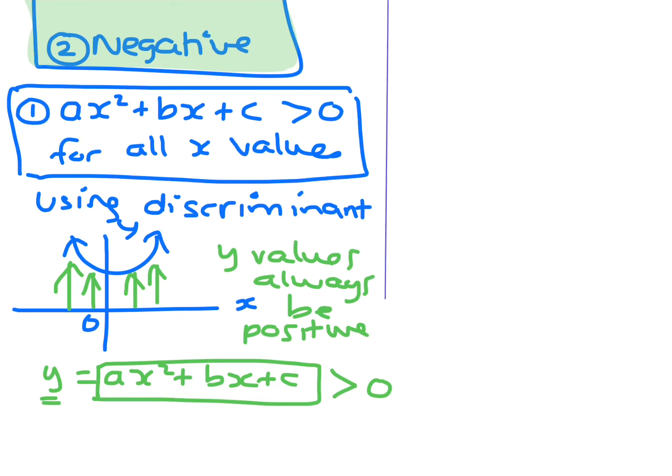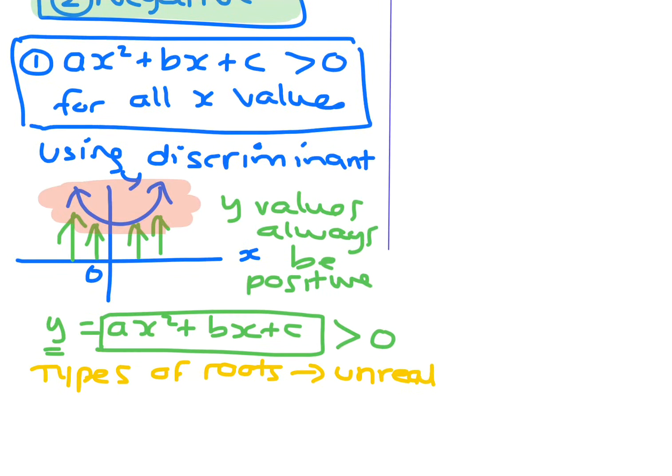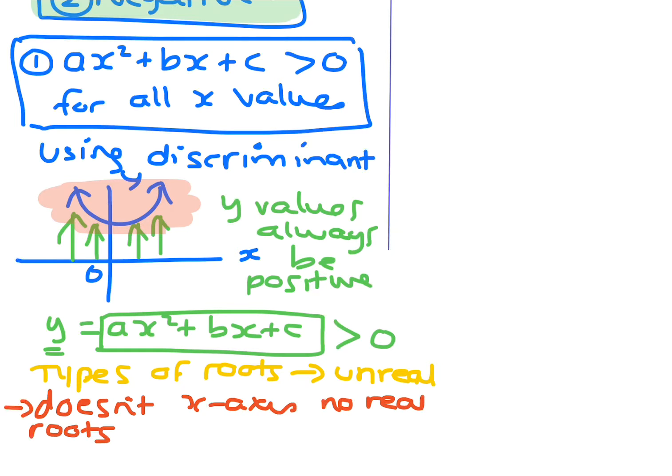So if it is always above the x-axis and always a positive expression, then the roots would be unreal, because it does not cut the x-axis whatsoever. So it has no real roots. Now, for an expression to have no real roots, the discriminant would have to be less than 0.